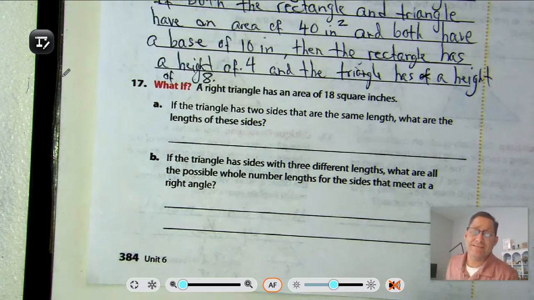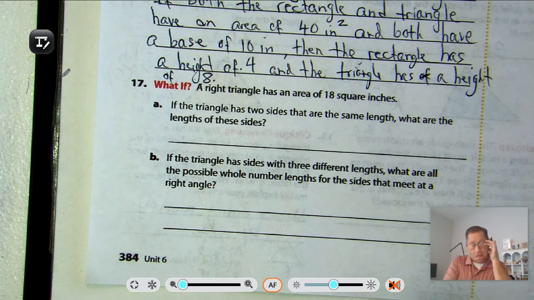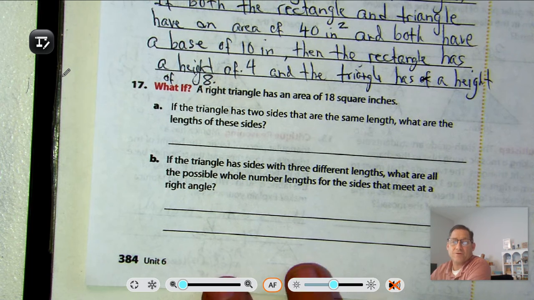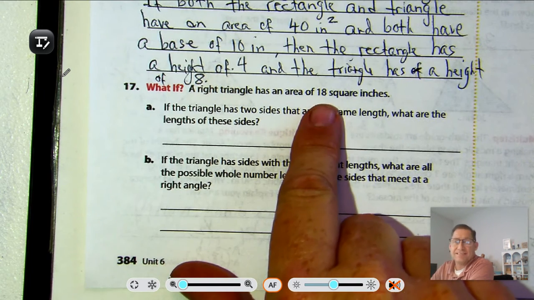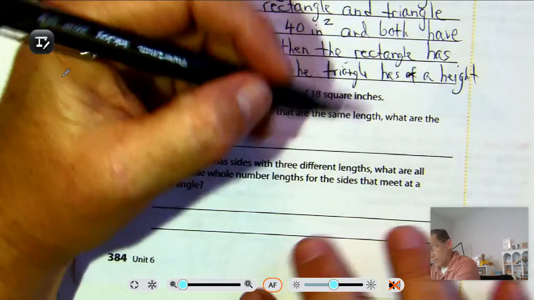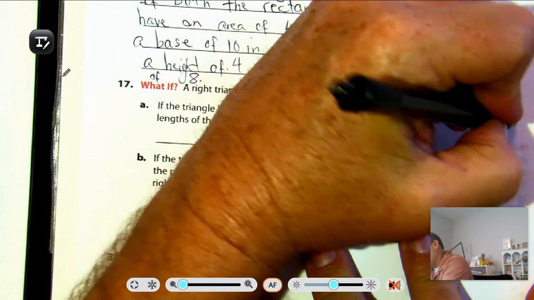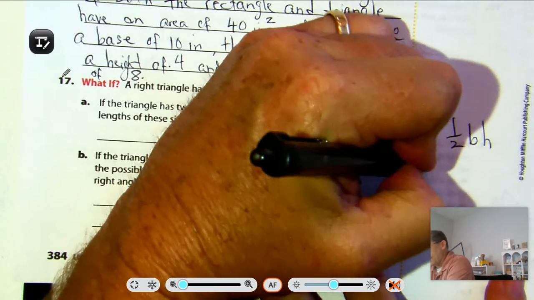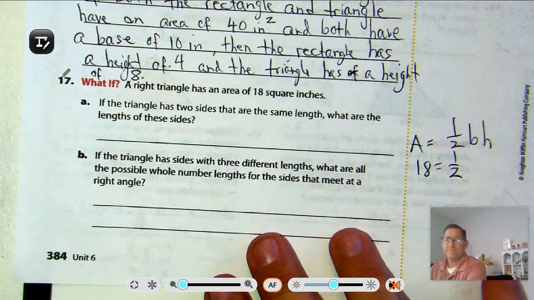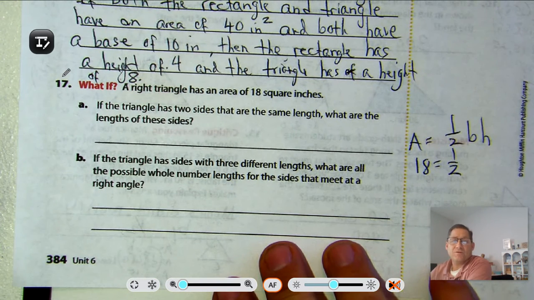All right, 17a. If the triangle has two sides that are the same length, what are the lengths of these sides? Right, so here we have a right triangle that has an area of 18 square inches. So we know, again, area equals 1/2 the base times the height. This time they gave us the area. So the triangle has two sides that are the same length. What are the lengths of these sides?